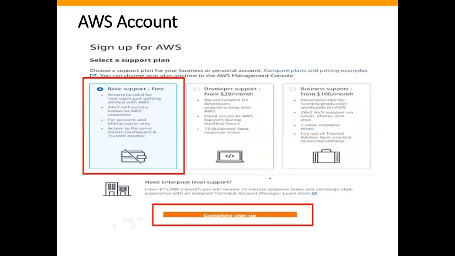Once you verify your account, meaning your mobile number, you need to select a support plan. Which support plan you require from AWS? We are going to select the free support plan. And once you select the free support plan, you need to click on complete sign up.